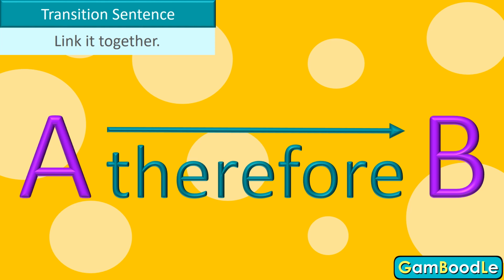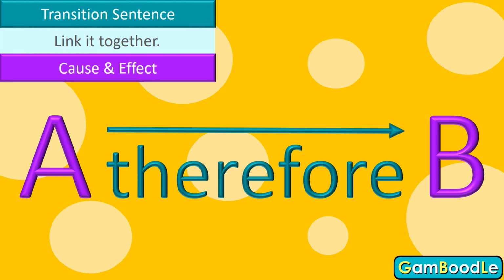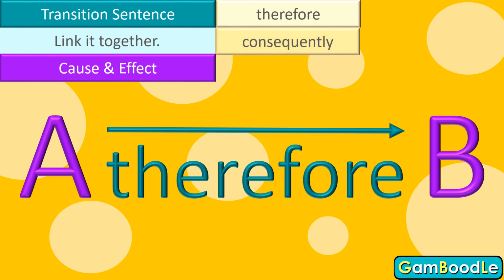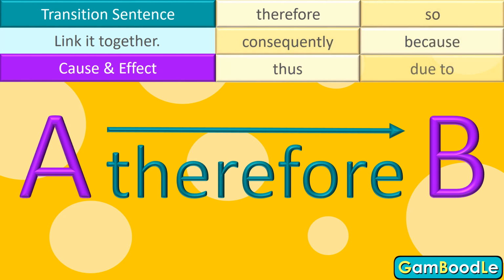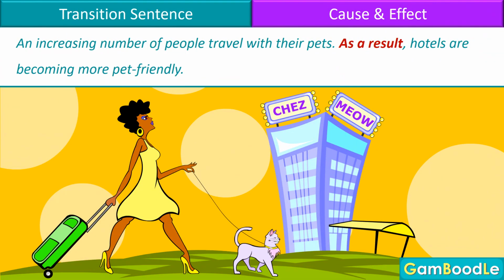Transition sentences can show cause and effect, or in other words, how one thing leads to another. Some examples of transition words or phrases are therefore, consequently, thus, so, because, and due to. Let's look at an example. An increasing number of people travel with their pets. As a result, hotels are becoming more pet-friendly.